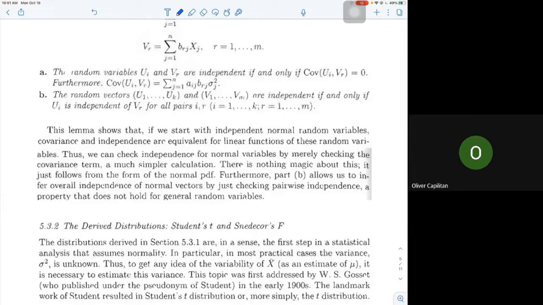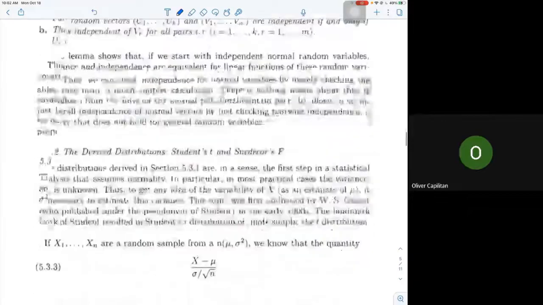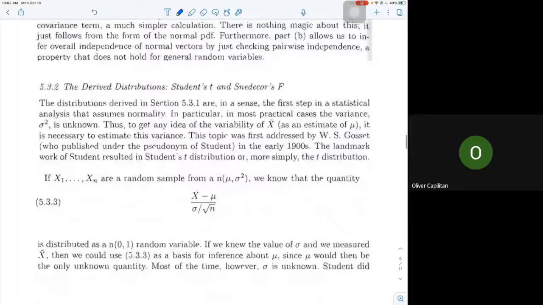Okay, so I don't intend to prove this Lemma 5.3.3. That's just my remarks regarding this lemma. So this Section 3.2 of Chapter 5, I would like to give as a reading assignment, but I will discuss this section.